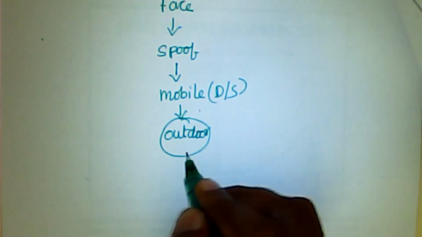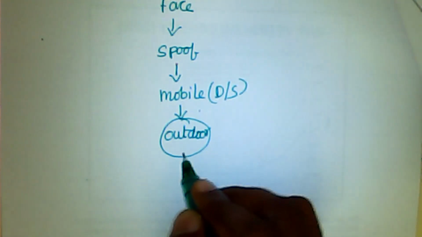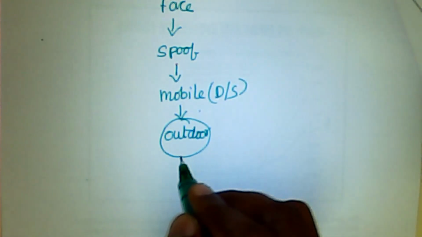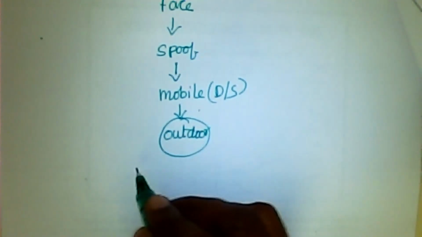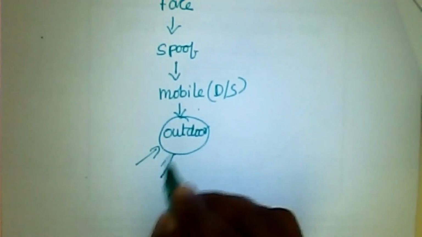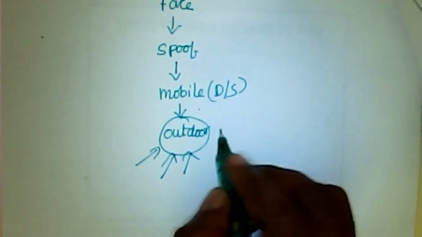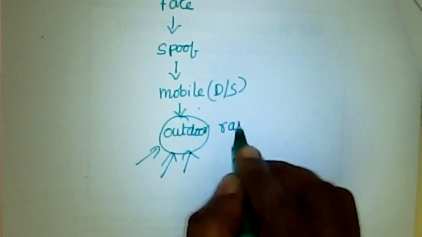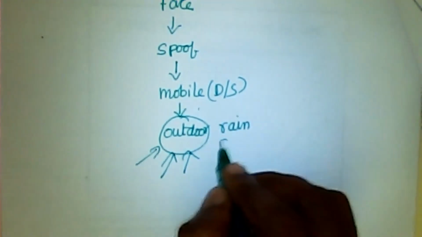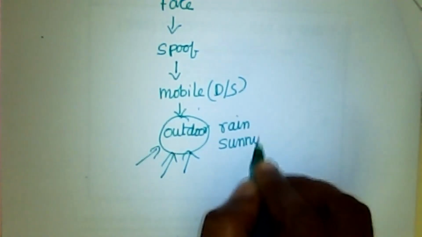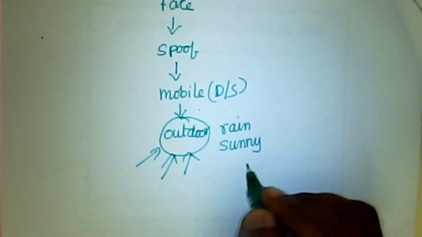Now, when I talk about outdoor based, the same technique we are going to apply. The only thing is, if I do this spoofing outdoors, how can this happen and how can I detect it? That is my intention. If I keep it outdoor, I can put a lot of parameters: a rainy day, a rainy environment, or a sunny day, meaning on the road.